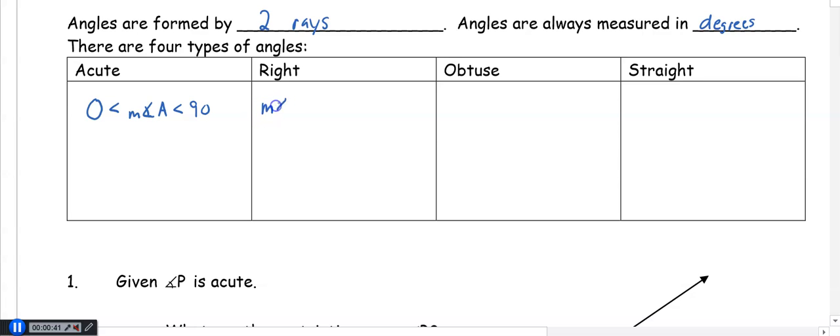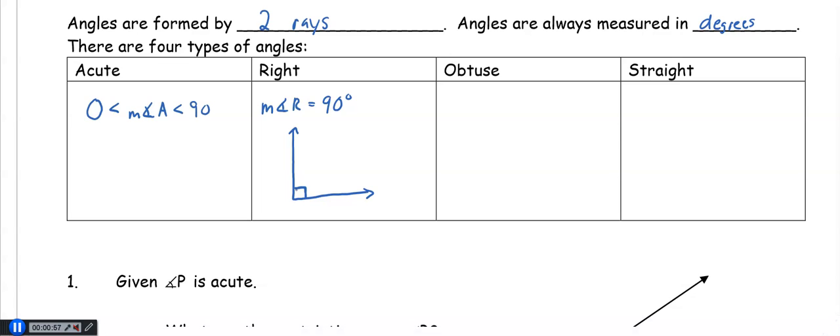The measure of a right angle is always going to have the same measurement. It's always going to be 90 degrees. So if you ever see lines that have a box between them, that means that those lines are perpendicular and our angle is going to be 90 degrees.